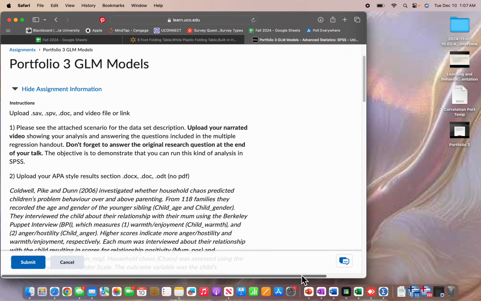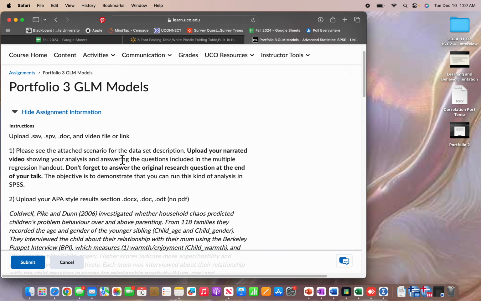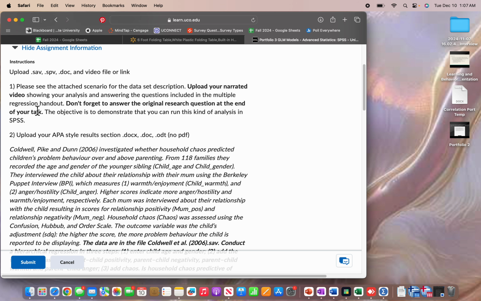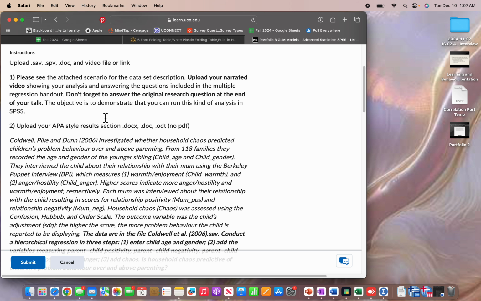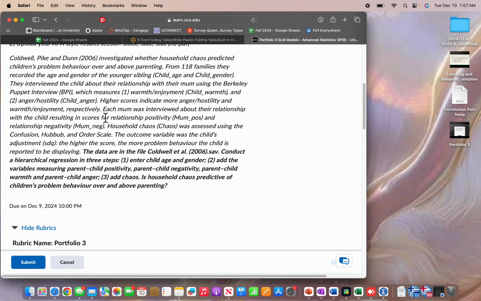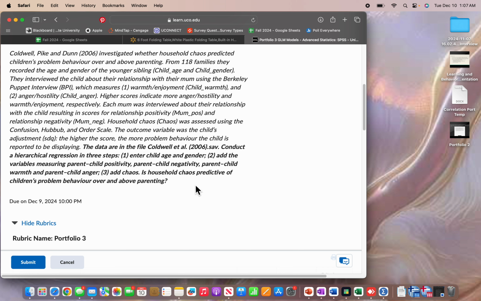Here we are on Portfolio 3, our last and final assignment, and we are supposed to see the attached scenario for the dataset description, upload the narrated video, and answer the questions included in the handout. Don't forget to answer the original research question at the end of your talk. Alrighty. Is household chaos predictive of children's problem behavior over and above parenting?